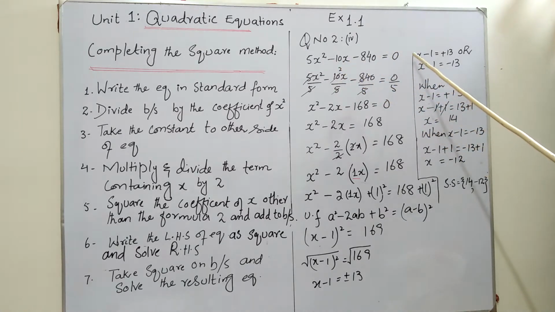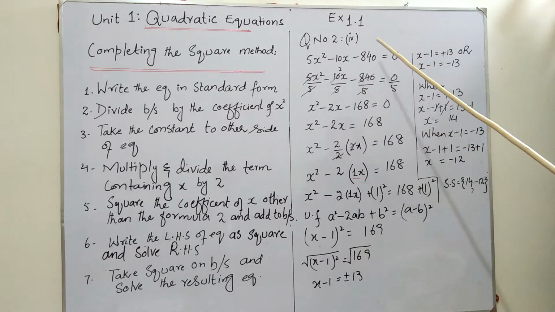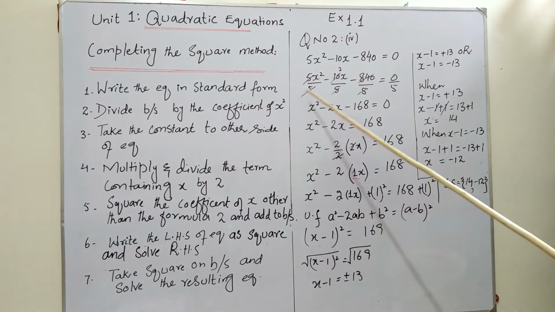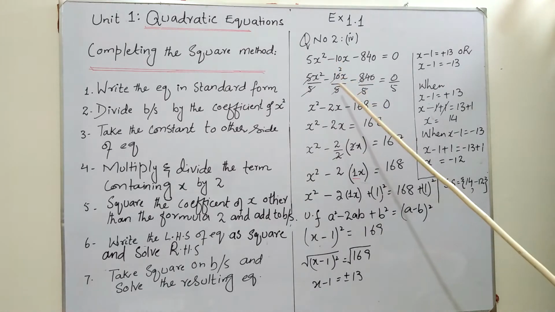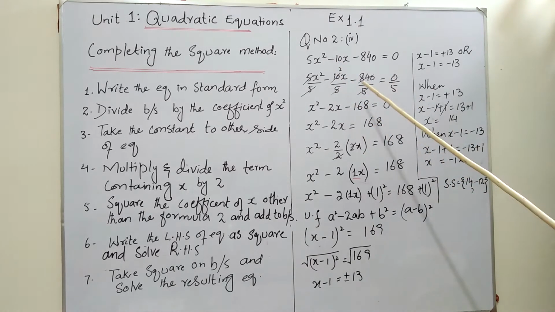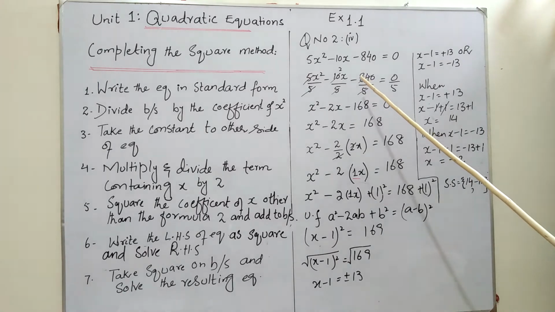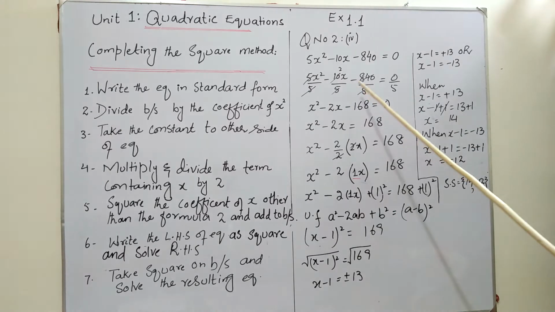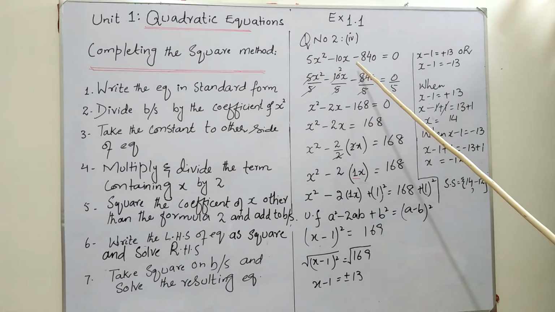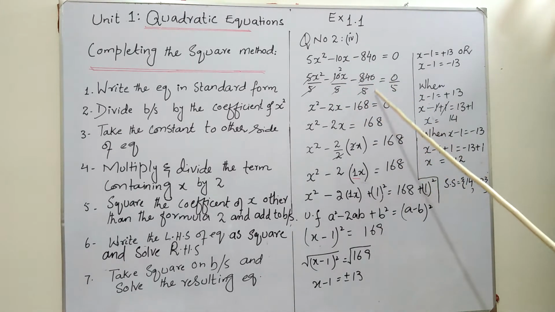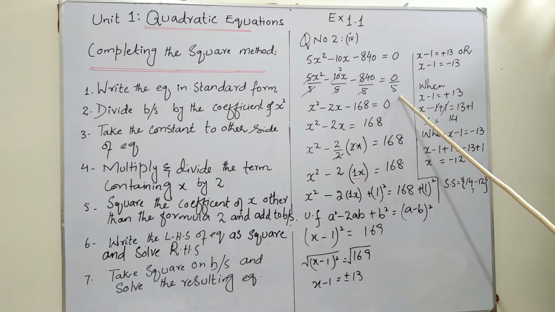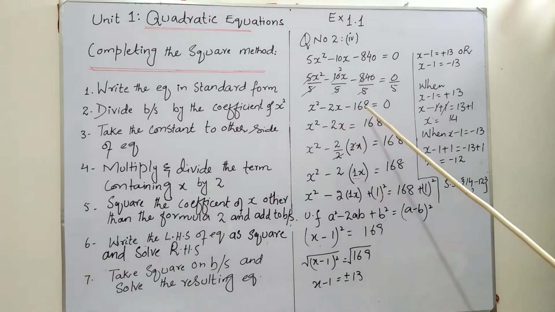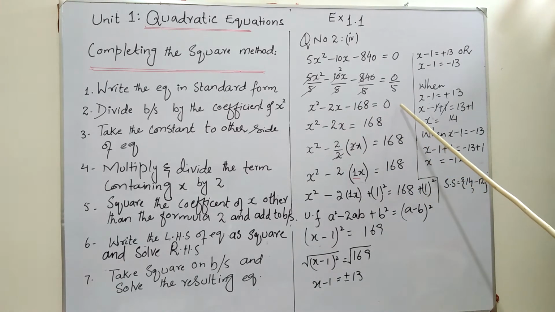This is the standard form of any quadratic equation. Now we move to the second step. Divide both sides by the coefficient of x square. Now the coefficient of x square in our case is 5. So we divide all the terms which are present either on the right hand side or the left hand side of the equation by 5. So 5x square divided by 5 minus 10x divided by 5 minus 840 divided by 5 and 0 divided by 5. So we get x square minus 2x minus 168 is equal to 0.